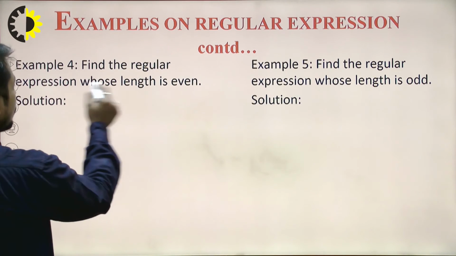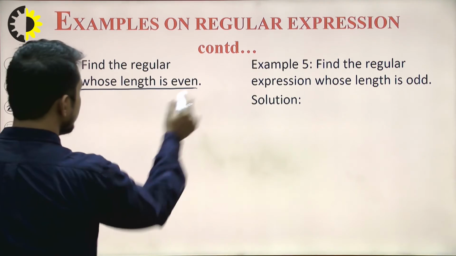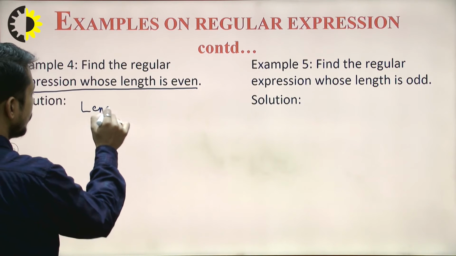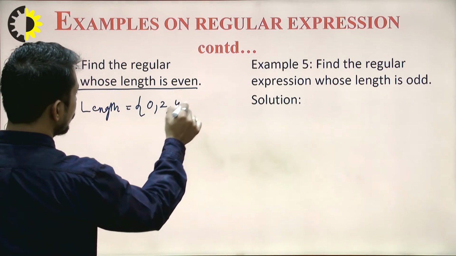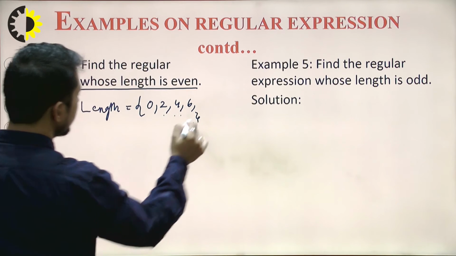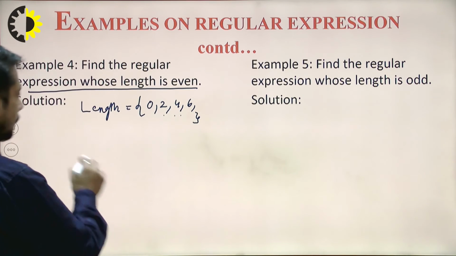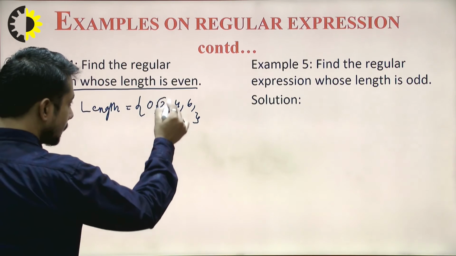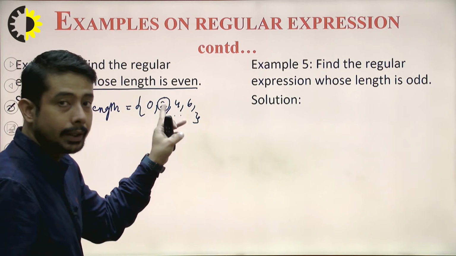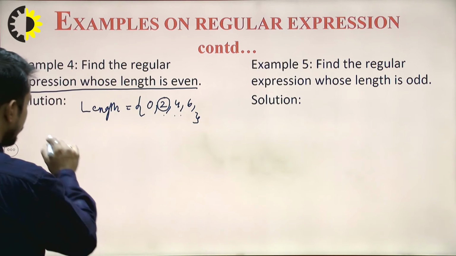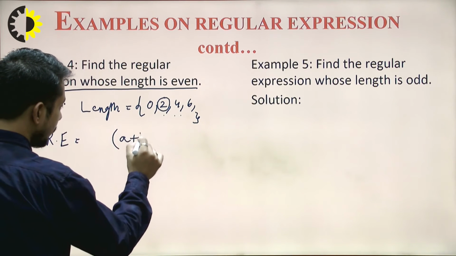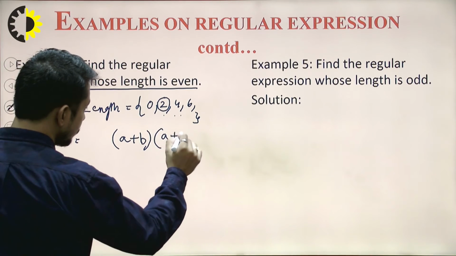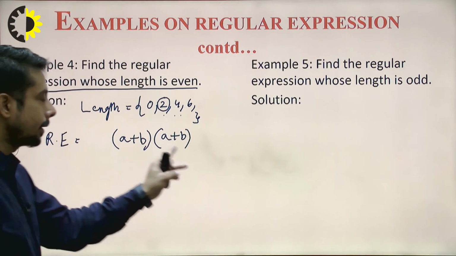It says find a regular expression whose length is even. That means the length will be what? The length will range from 0, 2, 4, 6 and so on, right? Length is even. That means I know this particular primitive language whose length is 2, right? I know this. So therefore the regular expression will be what? A plus B into A plus B. I know this, right? This is length equal to 2.